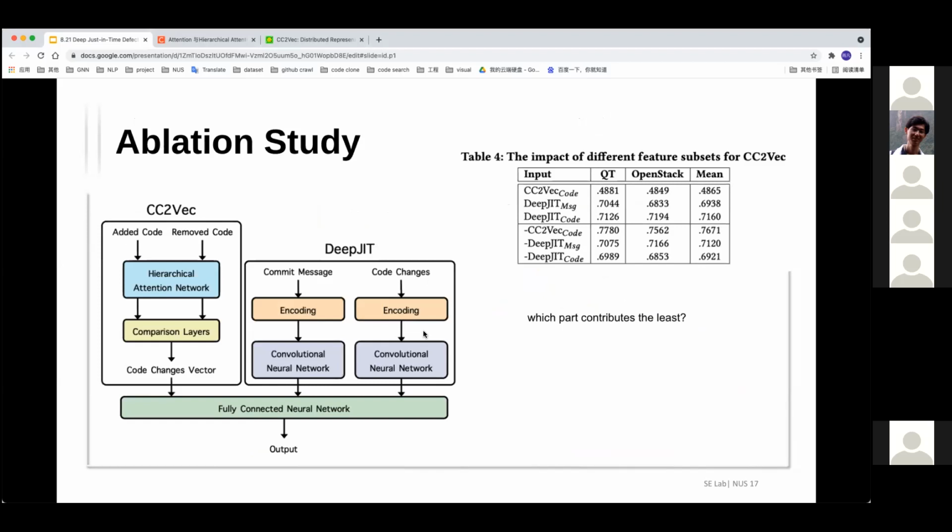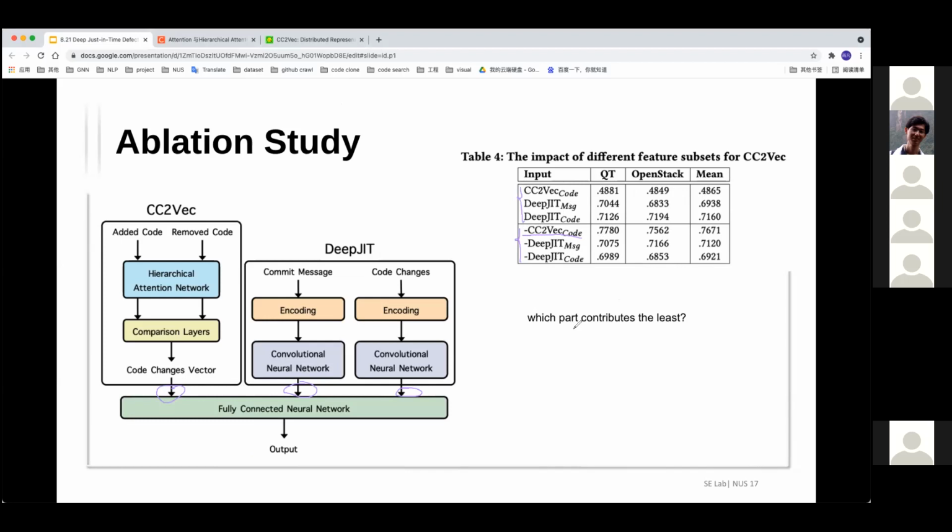This paper also does an ablation study. There are three types of information. The first is the CC2Vec code, then the message, and this is the DeepJIT code. So he does the ablation study here. The first three lines are just the single features, and this is the result. The later three lines remove these features, and this is the result.